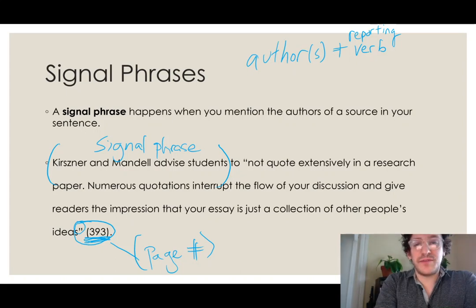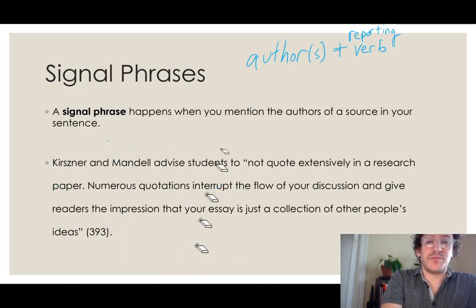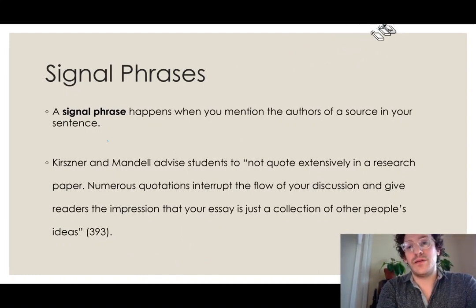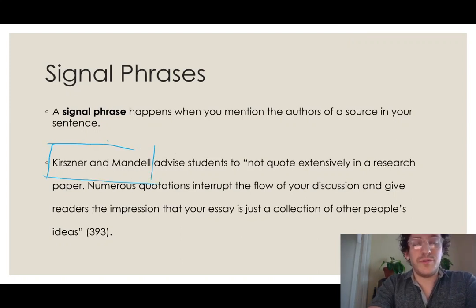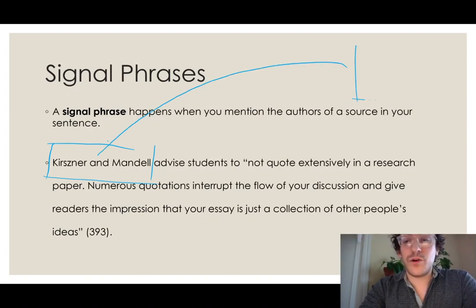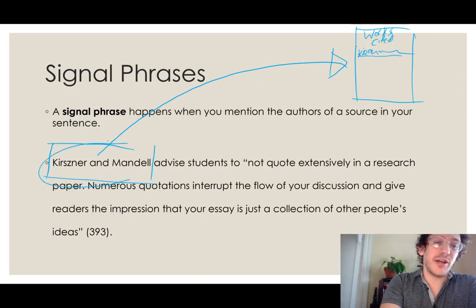This works. Let's take a step back for a moment and think about why this works this way. Why is it set up this way? We start with the authors' names because we know that on our works cited page, here's my tiny works cited page with terrible handwriting, I could jump over to the works cited page and find an entry that says Kirschner, Mansell, and so on. I know that the first thing listed is going to be their last names.